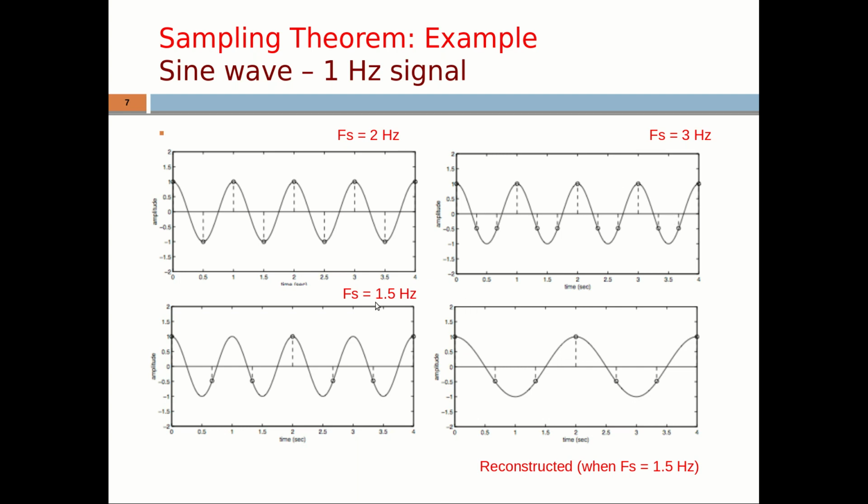But what if we sample at Fs less than 2 Fc, that is, at a frequency less than 2 Hz? Say here we sample at 1.5 Hz, that is, we pick up 2 samples every 3 seconds. When we try to reconstruct the signal back, we don't get the one from which we started. This is called aliasing. Aliasing means that when you try to reconstruct a signal back from the samples, we don't get back the original one. Thus, undersampling leads to aliasing.